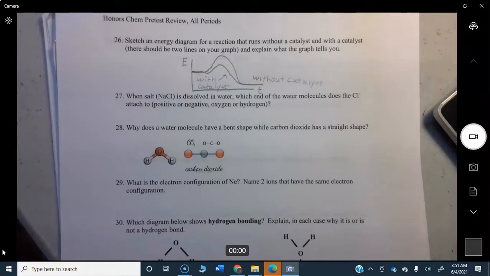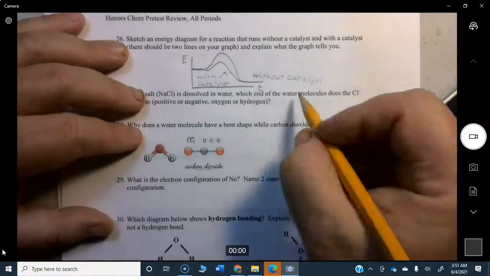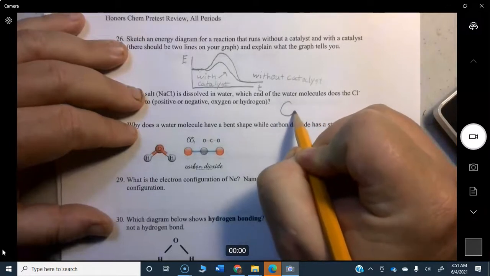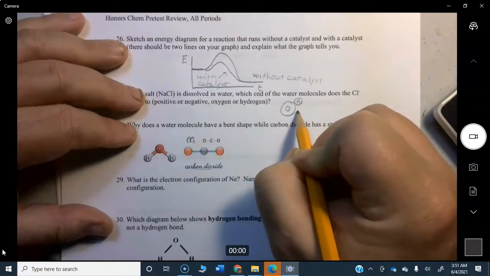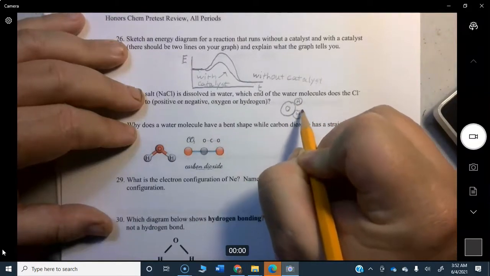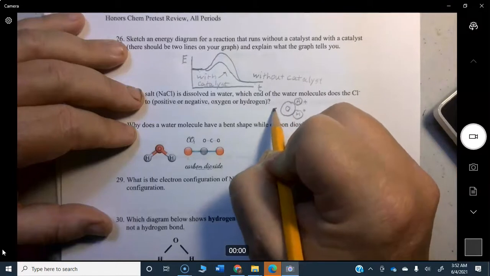Okay, when salt NaCl is dissolved in water, which end of the water molecule does the Cl attach to? Positive or negative, oxygen or hydrogen? So there was a PowerPoint slide on this when we dealt with intermolecular forces, ion dipole. So the chloride is an ion, Cl minus, and the water is a dipole. So it basically looks like this. Here's the water molecule. That's oxygen. There's hydrogen. There's another hydrogen. And this is the plus side because the electrons are being pulled over to the oxygen. And this is the minus side.